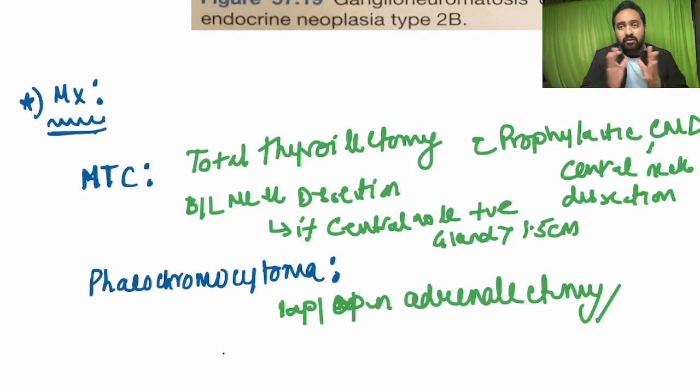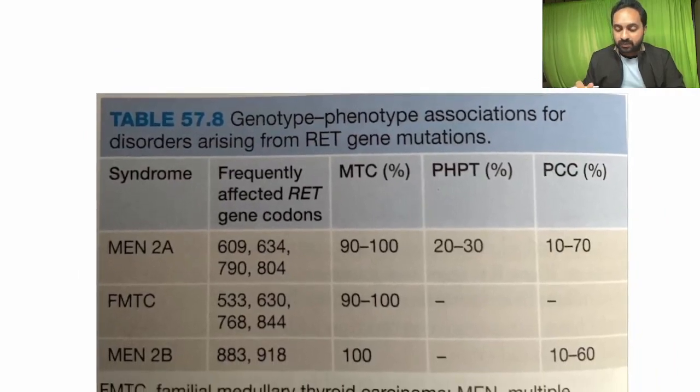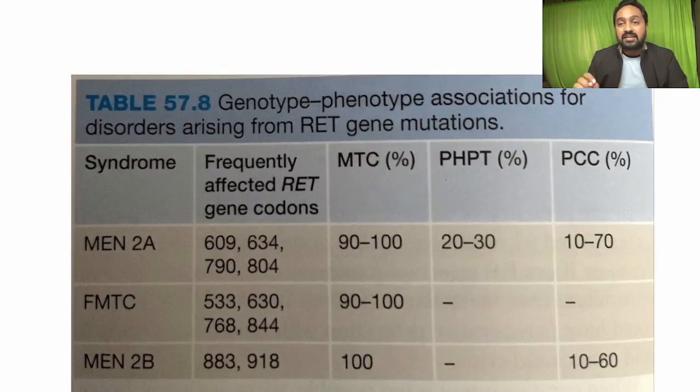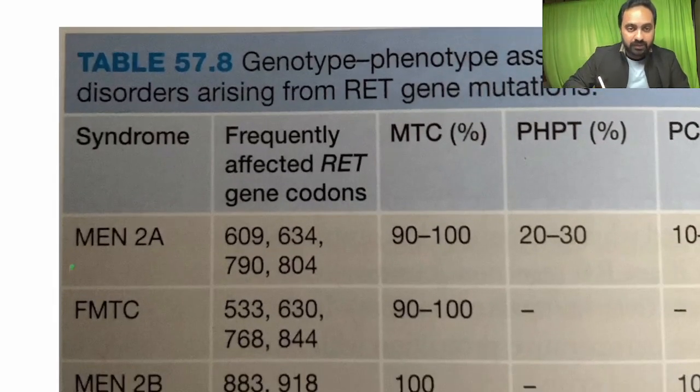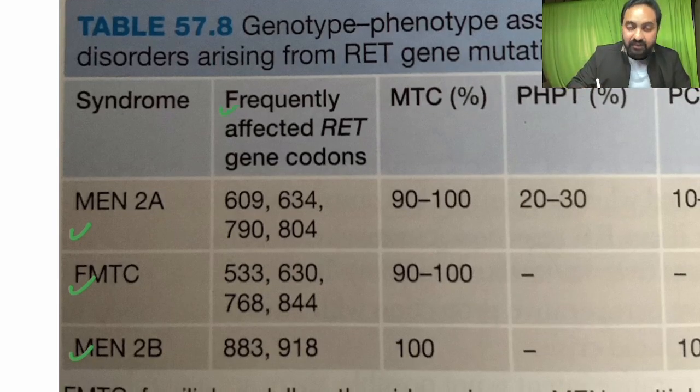Now, coming towards the end of our discussion, there was something which we had discussed at the beginning of our video, which was with respect to the genotypic and phenotypic association. We had seen that this genotypic and phenotypic association is most commonly seen in MEN type 2. So, what are this genotypic and phenotypic association that we have seen? If you see over here, we have the syndromes on one side of the table, which are MEN 2A, familial medullary thyroid carcinoma, and MEN 2B, the frequently affected RET gene codons, and the percentage of tumors that happen.